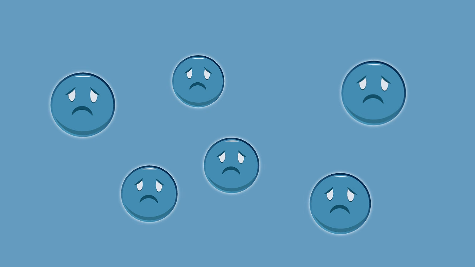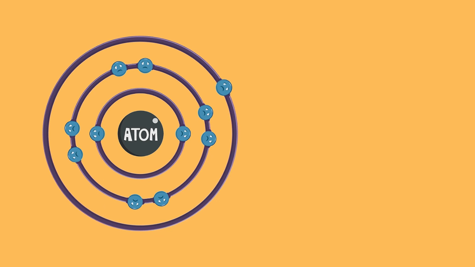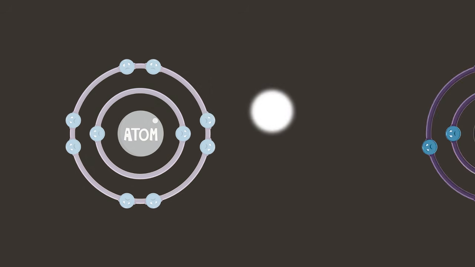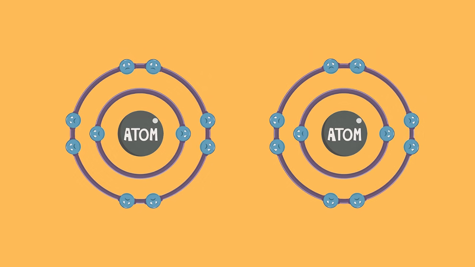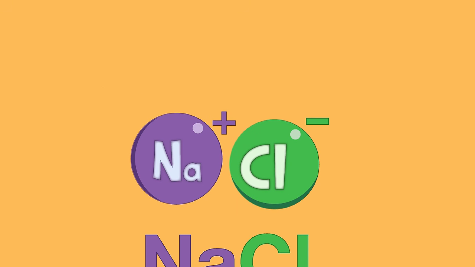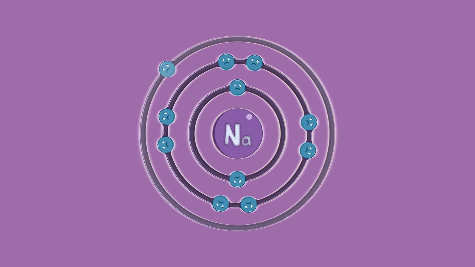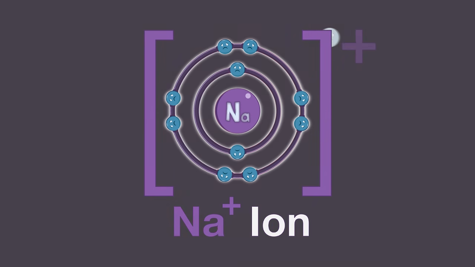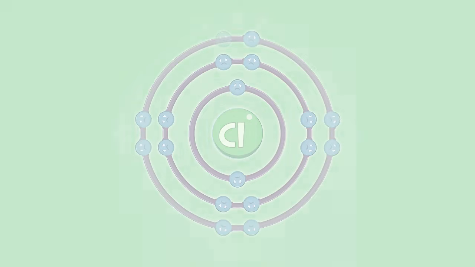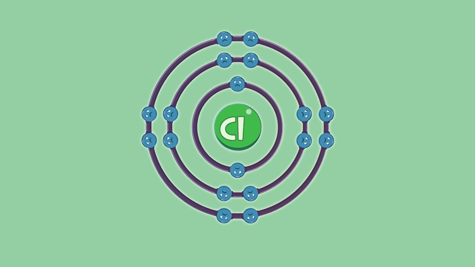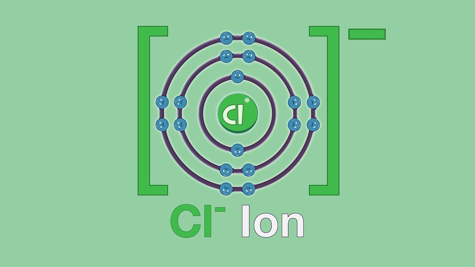Electrons, however, do not suddenly appear or disappear. They are in fact transferred from one atom to another. Let's look at sodium chloride as an example. Sodium loses one electron to form a sodium ion. The electron is not lost, but transferred to chlorine to form a chloride ion.